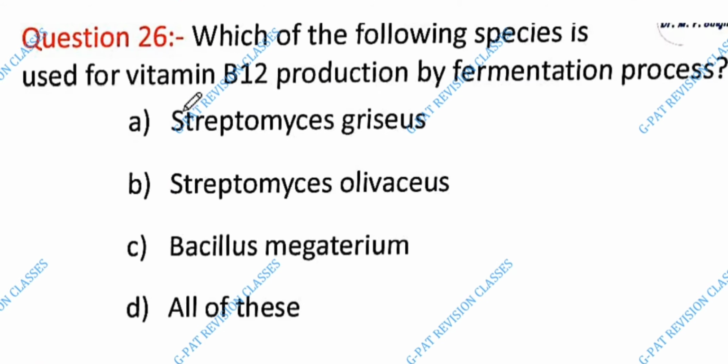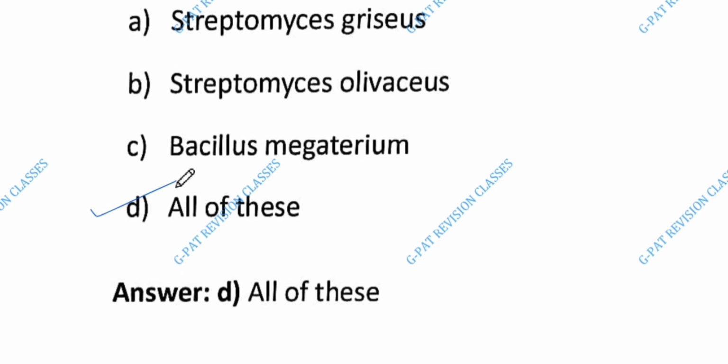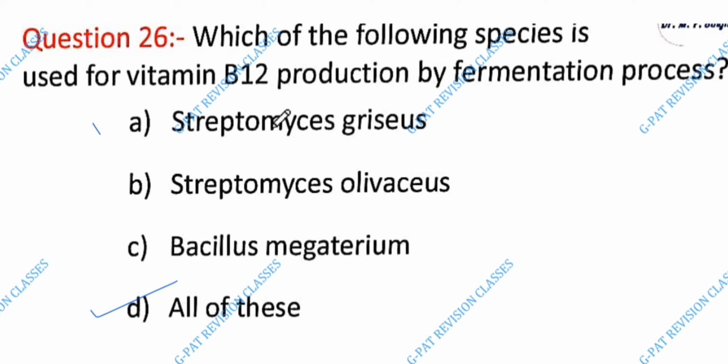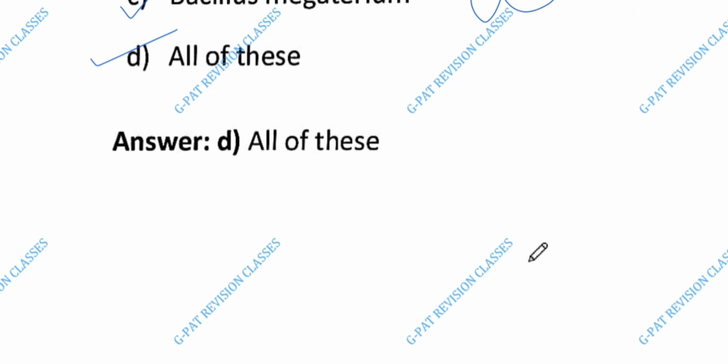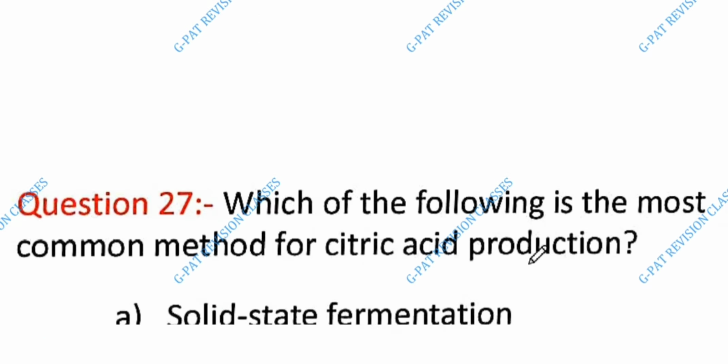Next is question number 26. Which of the following species is used for vitamin B12 production by the fermentation process? The answer is D. All of these. A is Streptomyces griseus, B is Streptomyces olivaceus, and C is Bacillus megaterium. The answer is D. All of these.